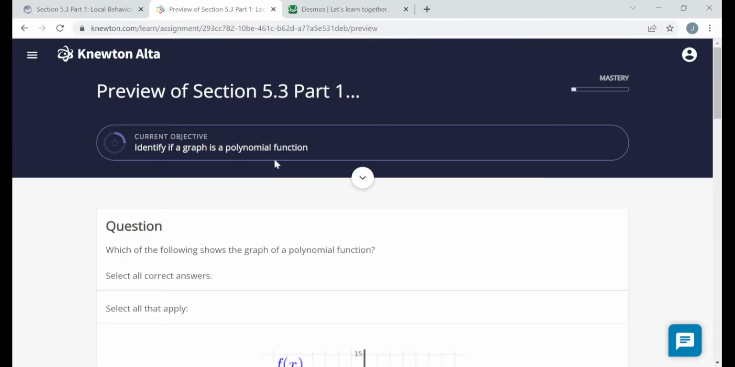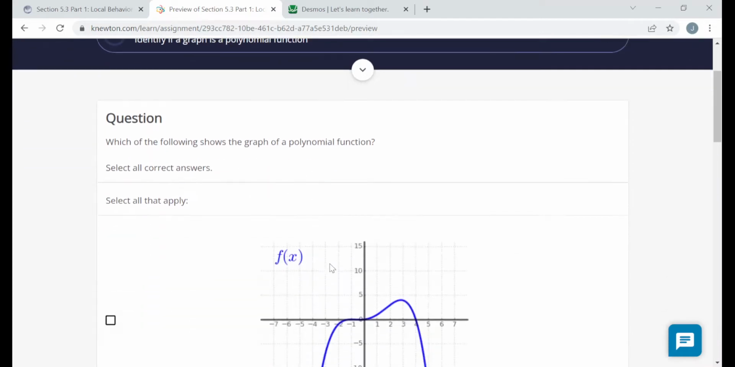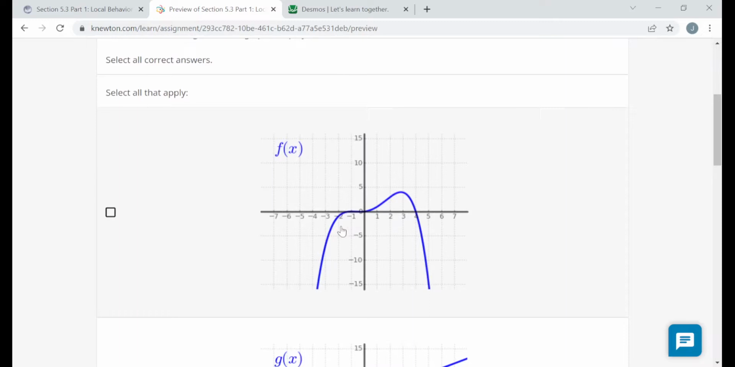So same objective, same kind of question. Which of the following shows the graph of a polynomial function? So we got continuous, smooth, right? No sharp corners. And there are no horizontal or vertical asymptotes, right? The graph is approaching infinity or negative infinity. In fact, it's approaching negative infinity on both ends. This could be the graph of a polynomial function.